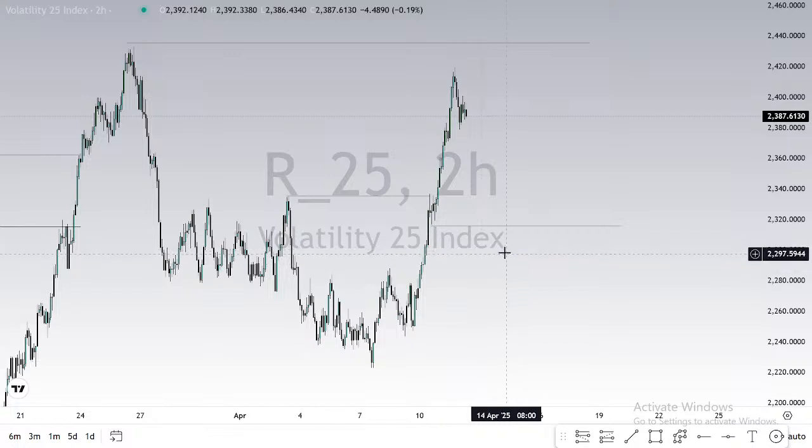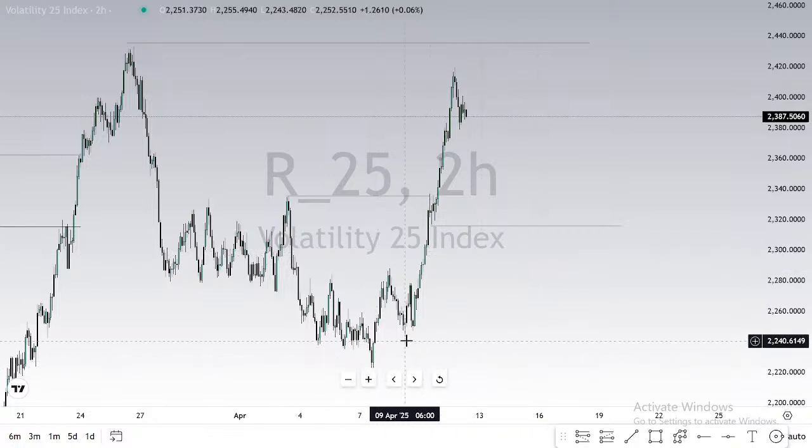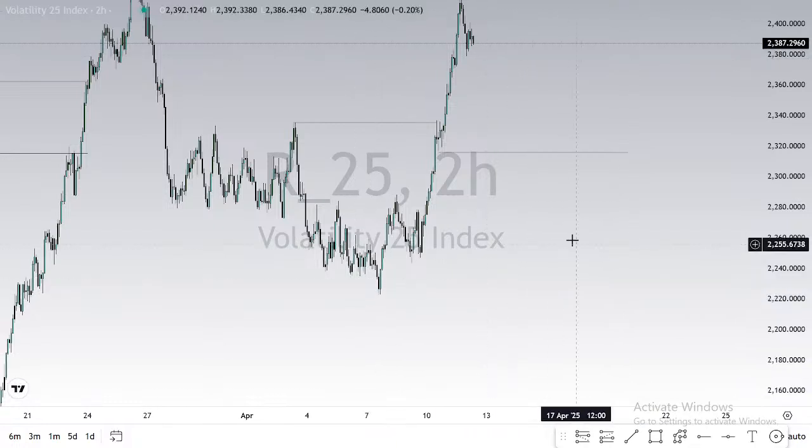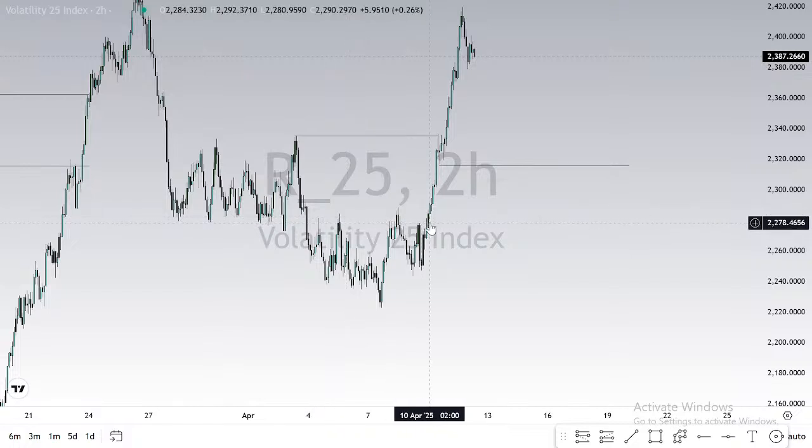And if it does not give me a confirmation, I am expecting it to take a hunt of this low. To hunt this low, move lower, then before we proceed to the upside. So this is my view currently on volatility 25.